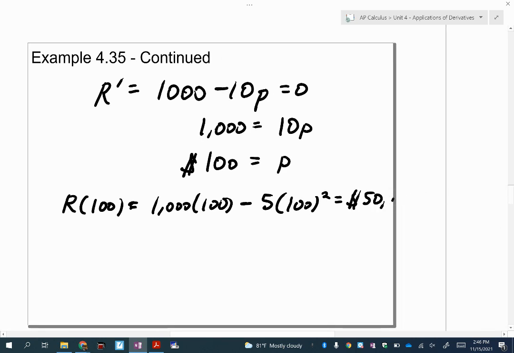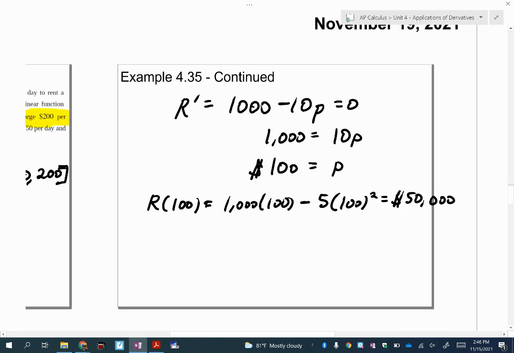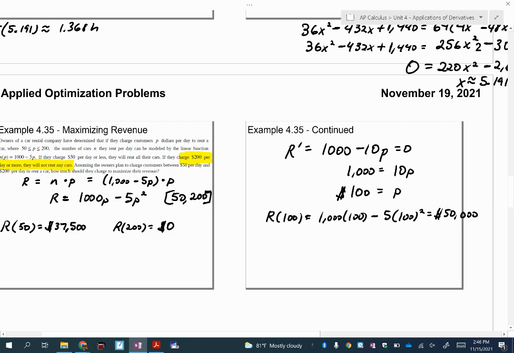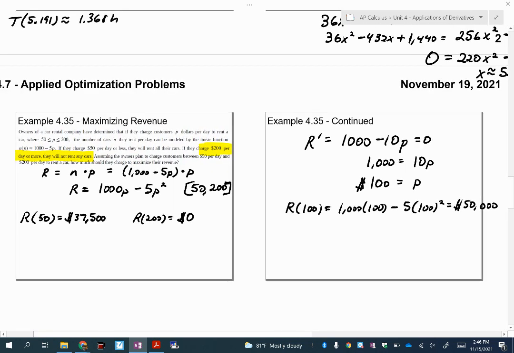And if you compare that to the revenue that we looked at for the endpoints, obviously we're not using 200 because that gave us $0 of revenue. We didn't rent a single car. But if we use $50 a day, we'll rent all our cars and we'll make $37,500. But if we use a price of $100 per day, I don't know exactly how many cars we would actually rent. I guess I could plug it into this real quick.